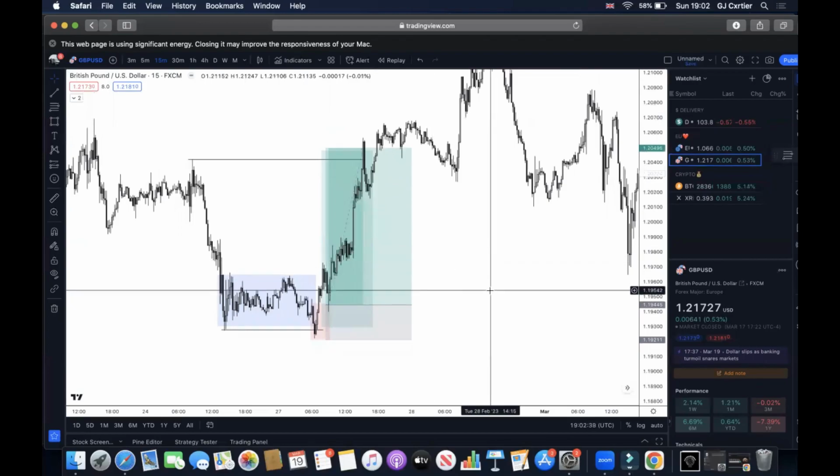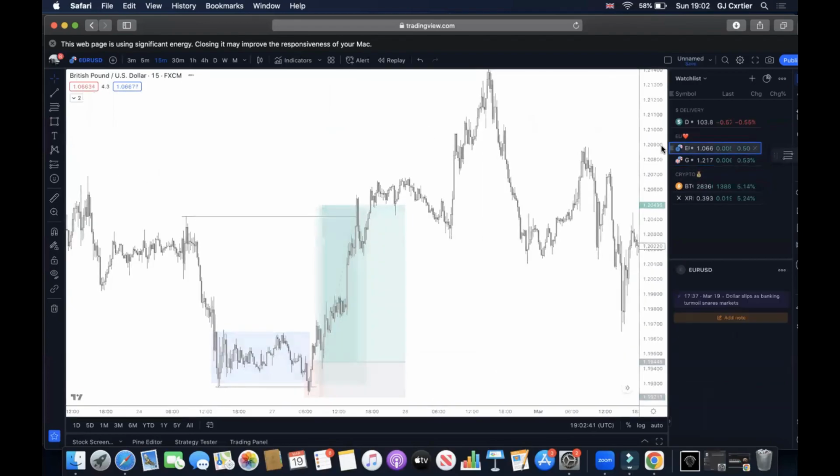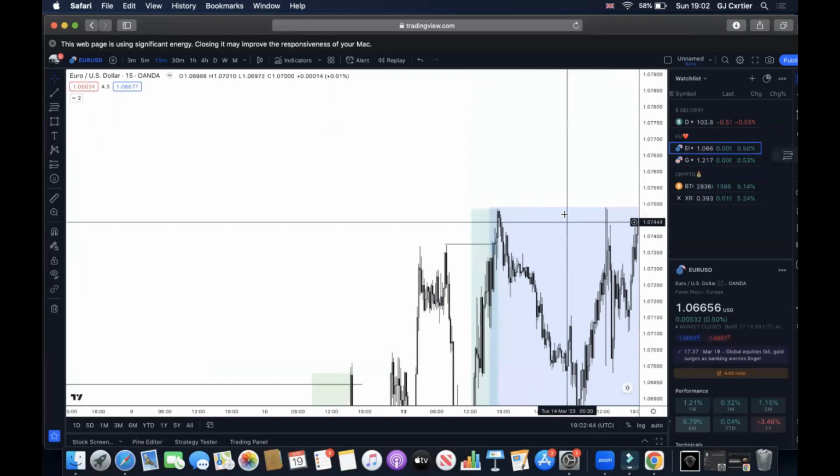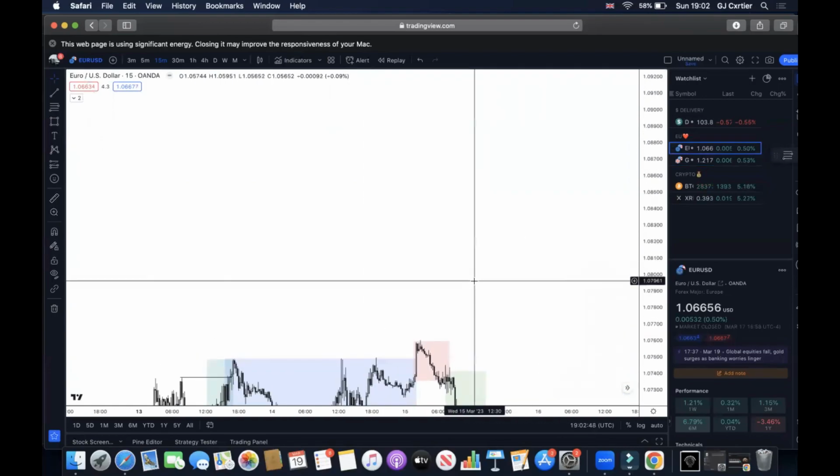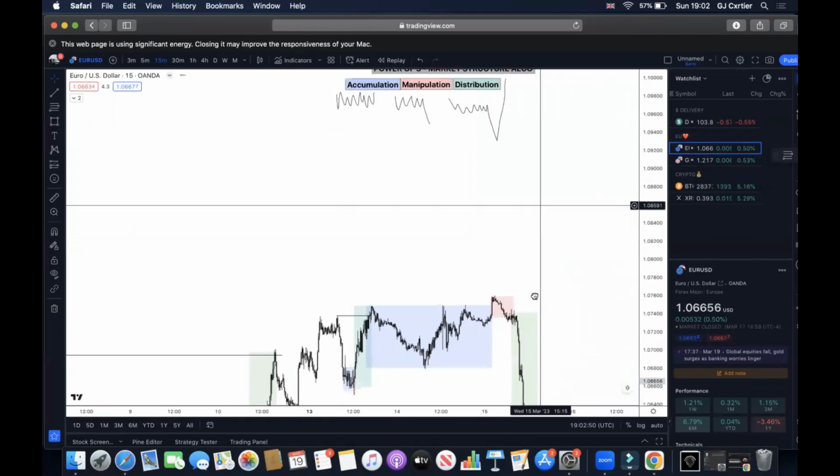Other than that, that's just these 3 concepts all put together to ensure that you won't ever be manipulated within the markets.